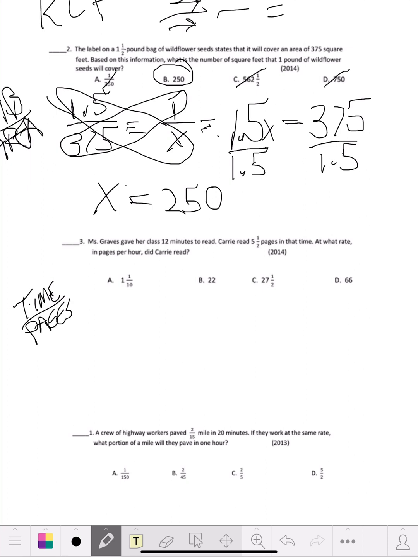But writing this thing on the side is very, very important, because you have to keep both of these equal. So, how many do they read in 1 hour? Let's see. The first time is 12 minutes. Now, this is the key because it's in minutes. They read 5.5 pages.